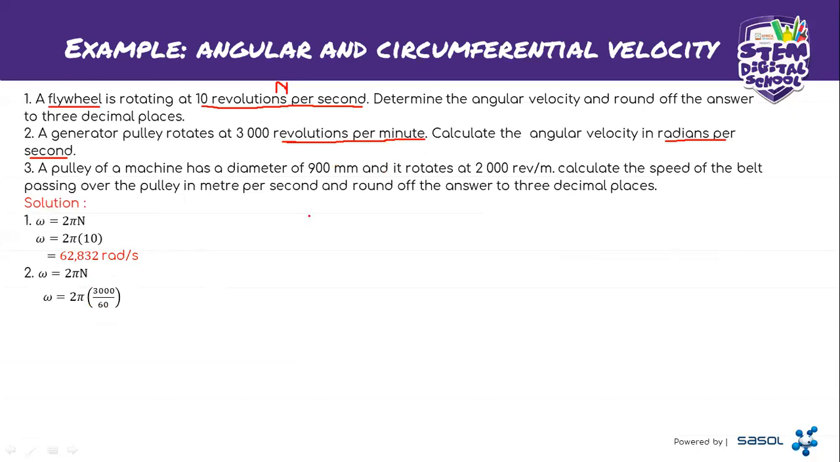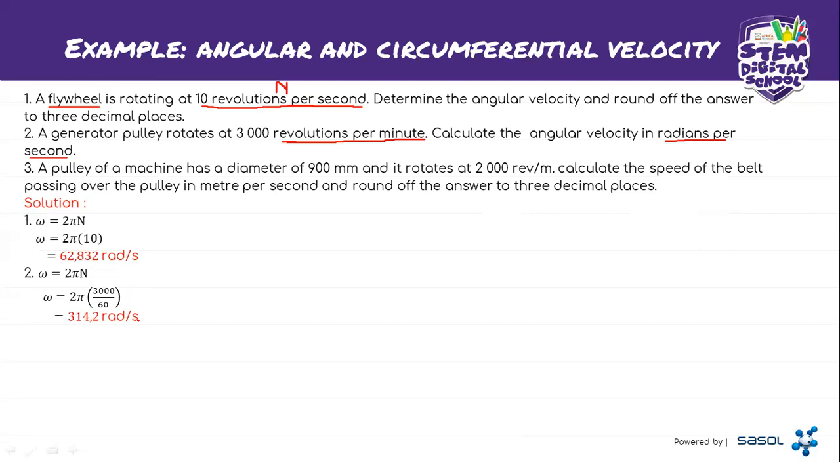So instead of writing 1 minute, we write 60 seconds, because we are working in terms of seconds in this one. Then our final answer you can see is now 314.2 radians per second, right?